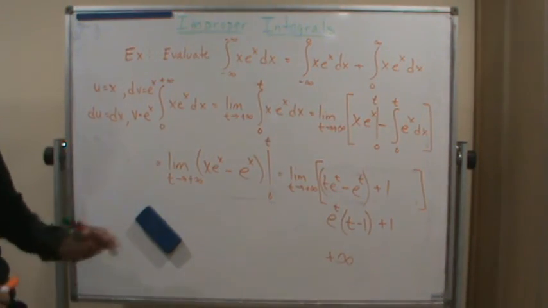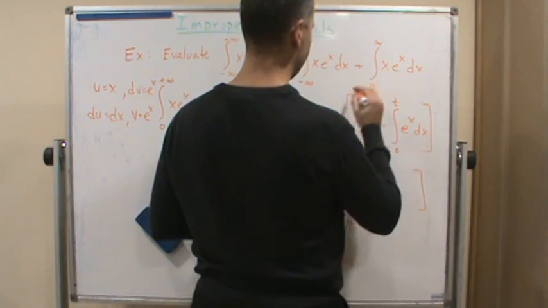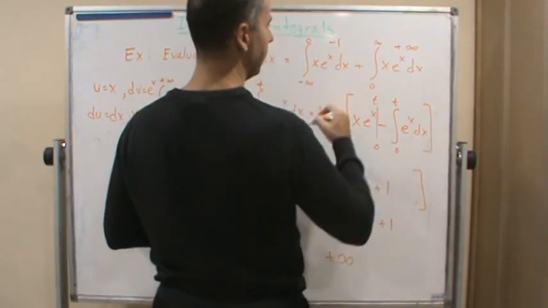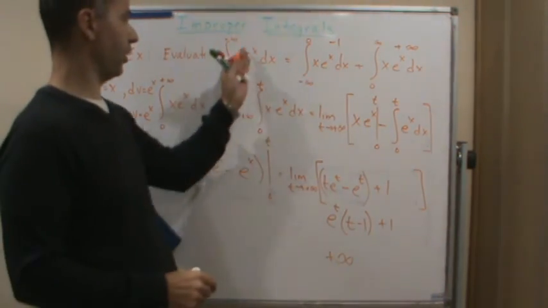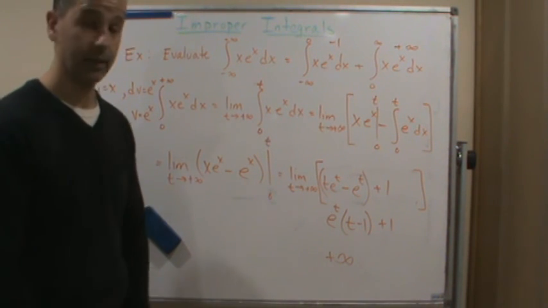And we're done, because now this diverges. Since the first part goes to negative 1 and this one is going to positive infinity, the whole thing is divergent. The whole thing goes to positive infinity. And that's it.